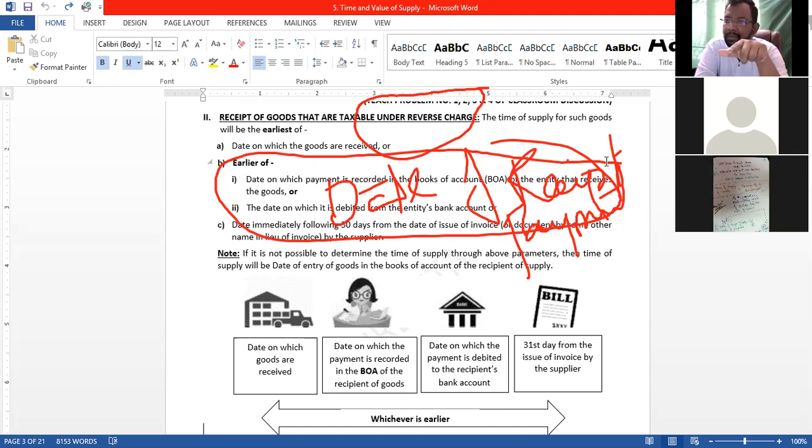And this is reverse charge mechanism. We need to discuss from the recipient's point of view. For the recipient, he is making the payment. When he is making the payment, it will be debited to his bank account. So that is why the date on which the payment was recorded in the books of account, or the date on which it is debited to the recipient's bank account, whichever is earlier. That earlier event is what we call the date of receipt of payment.